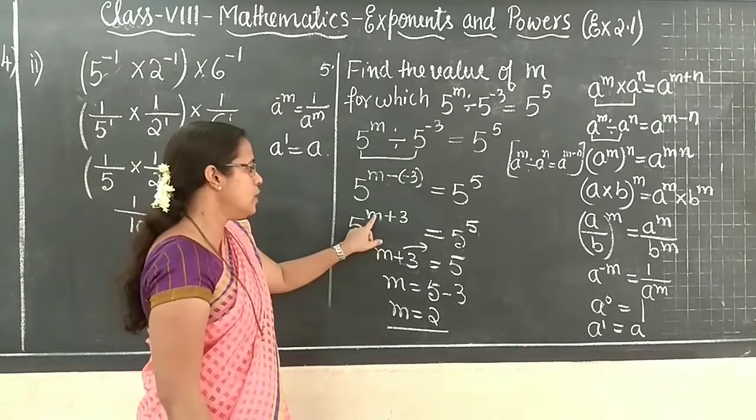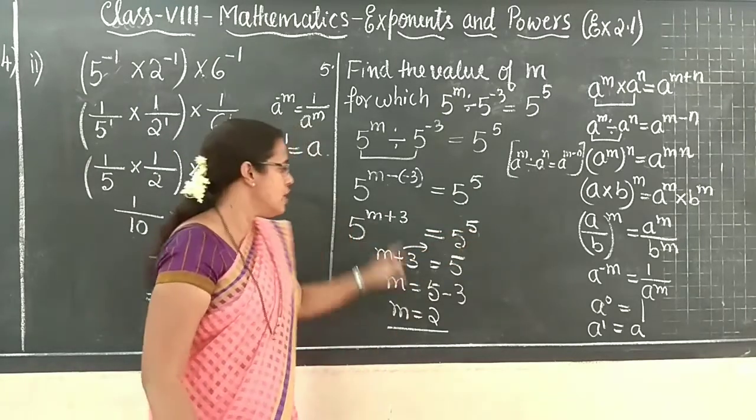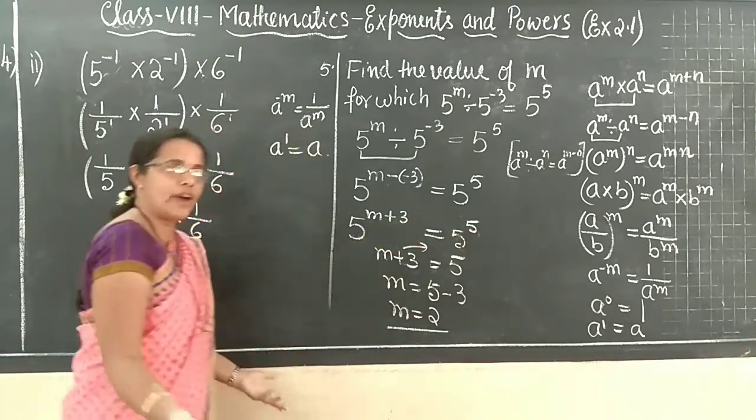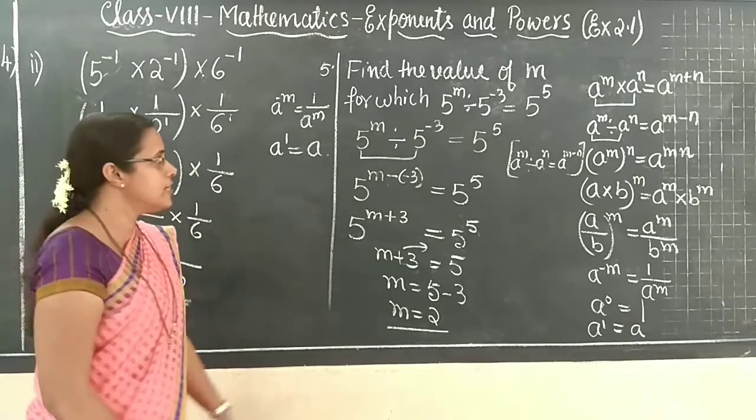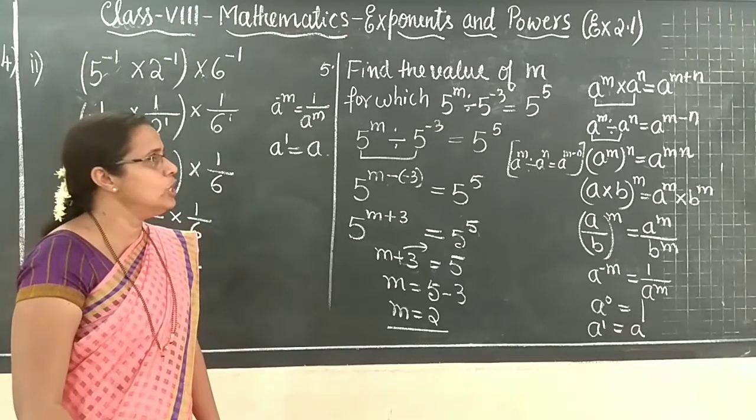Just put here: 2 plus 3 is how much? 5, right, children? So 2 plus 3 is equal to 5, which means we can understand. So that is the final answer. Hope you all understood. Yes? Now let us move to the next problem.